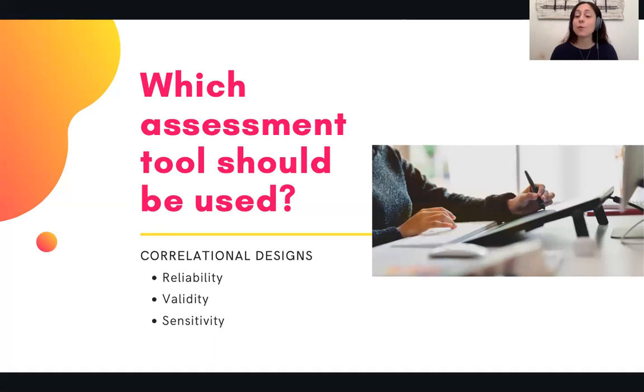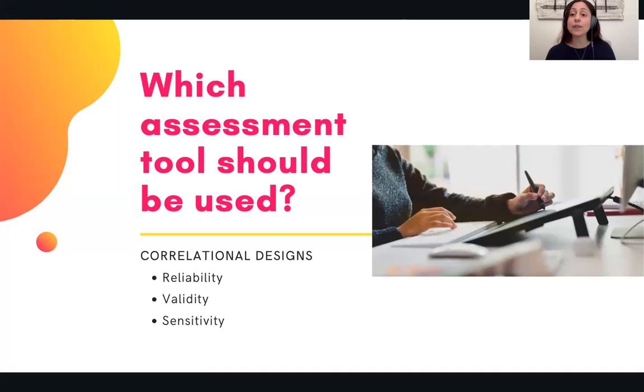With sensitivity, we want it to pick up differences. So if you administer a questionnaire at the beginning of therapy and then, say, 3 months later, you re-administer it, you want it to pick up on changes that are happening, right?